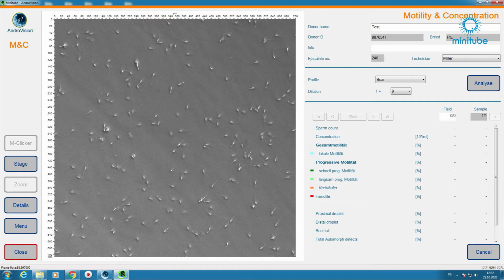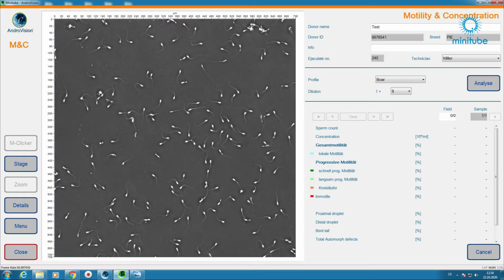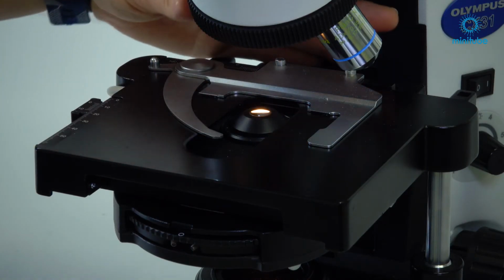In the next step, the microscope needs to be set up for the phase contrast. The phase contrast is required for the imaging of low contrast structures like sperm cells. The phase contrast has to be adjusted for every phase contrast objective separately.